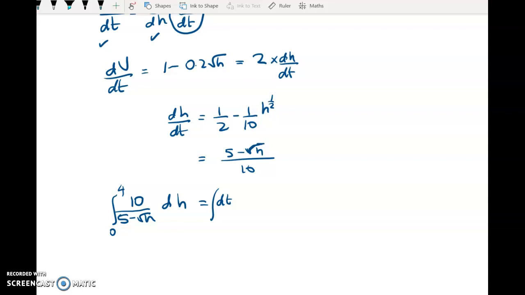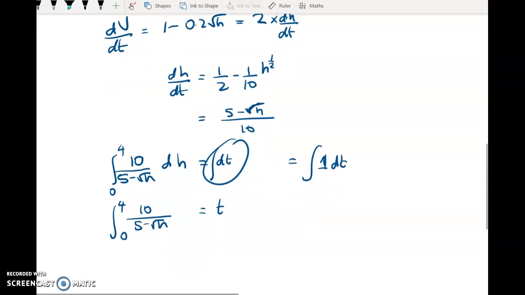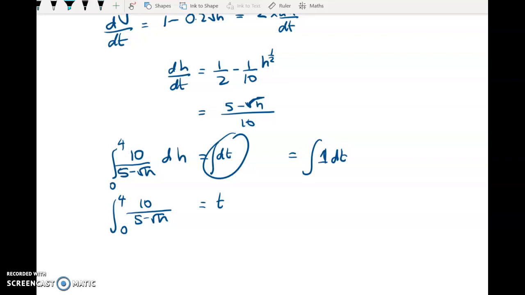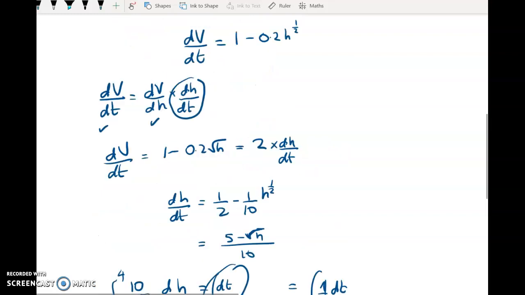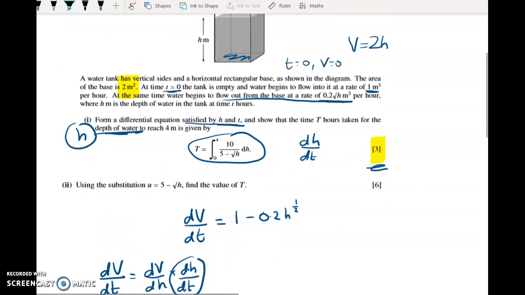So here, on this side we've got t, and on this side we've got the definite integral of 10 over 5 minus root h. Now this is t because this is equal to the integral of 1 dt. Okay, so actually that's not too bad, and that's 3 marks. So the time that we need to get from 0 to 4 meters is given by this. In the second part, we have to solve that equation, and we're told to use this substitution to find how long it takes.